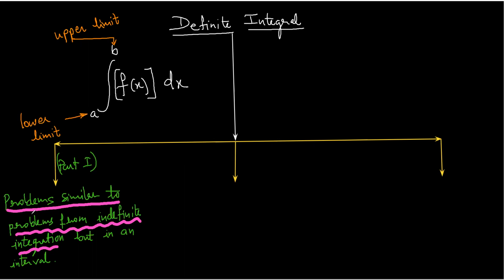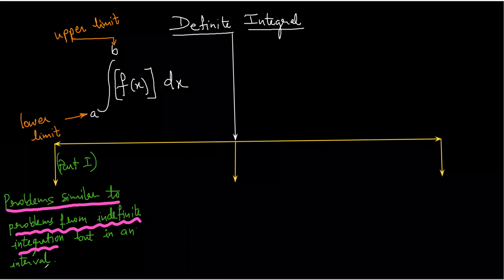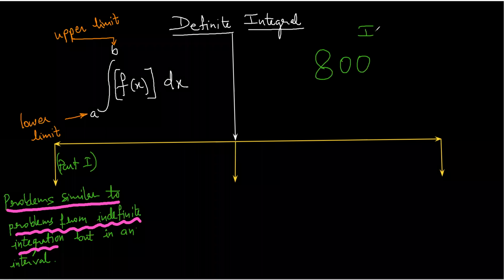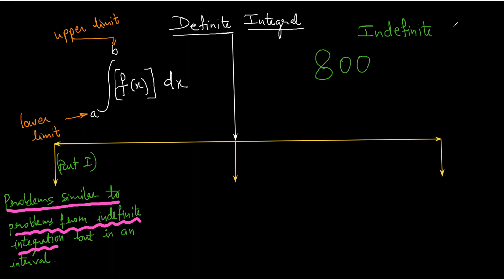Part one is, in part one, we are going to see all the problems similar to problems from indefinite integration, but in an interval. It simply means that suppose you have solved 800 problems in indefinite integration in the previous topic. So here in definite integration, you can once again solve those 800 problems by taking some proper interval.